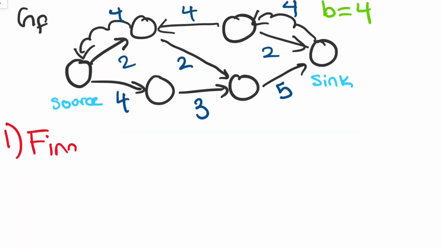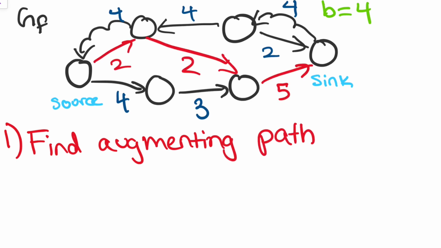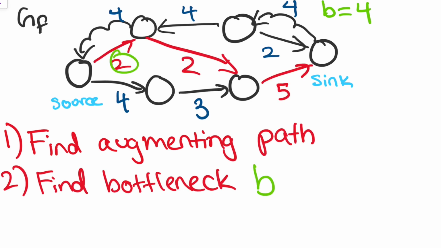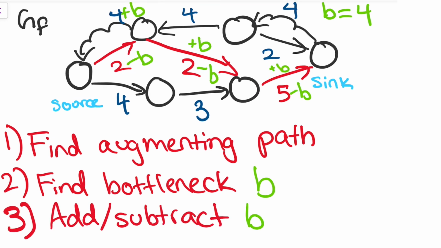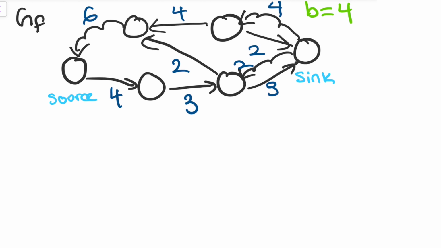It should be simpler this time now that you know what is expected. Step 1, find an augmenting path in the graph that we updated. Step 2, find the bottleneck value B, that's minimum capacity. Step 3, make forward edges subtract B, and backward edges add B. Update the graph again. See how it makes a difference?